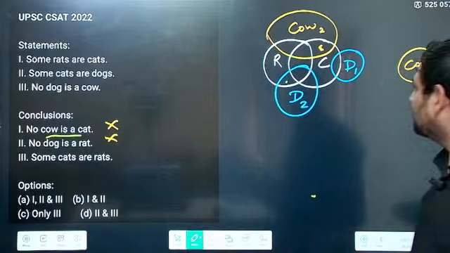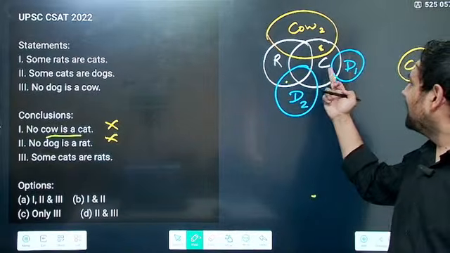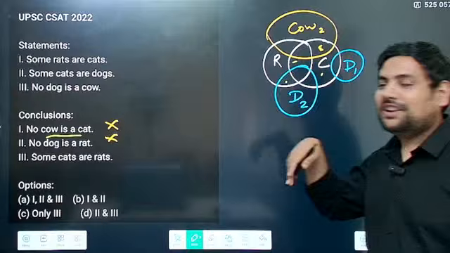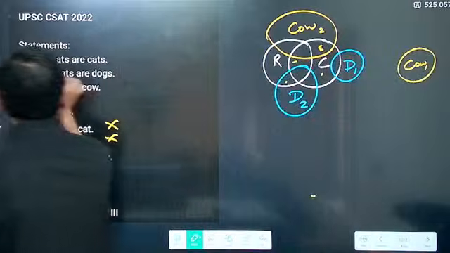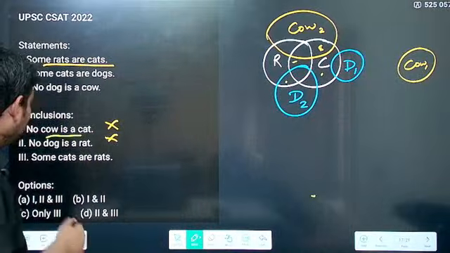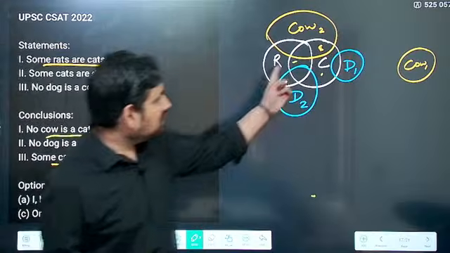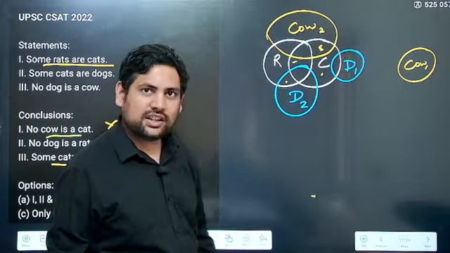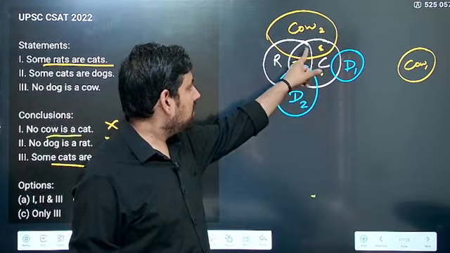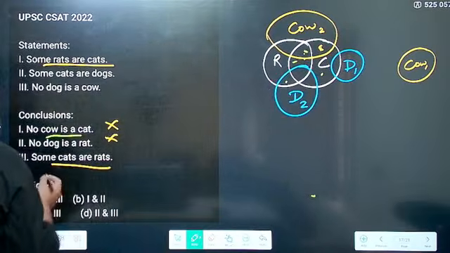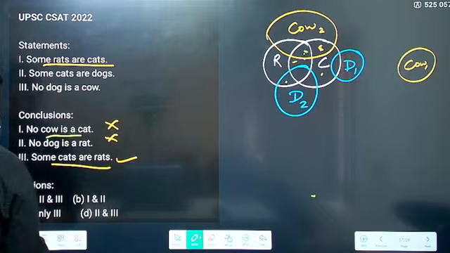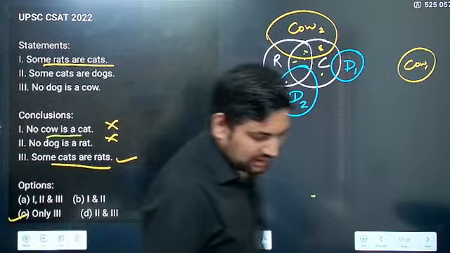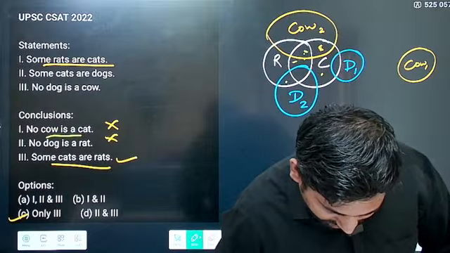Some cats are rats. Is this correct? Yes, some cats are definitely rats. You can get this from here also, because some rats are cats, so some cats are also rats. Also, if you see the diagram, there was no other diagram possible for rat and cat. So third is actually correct. Answer becomes C, that is only 3.